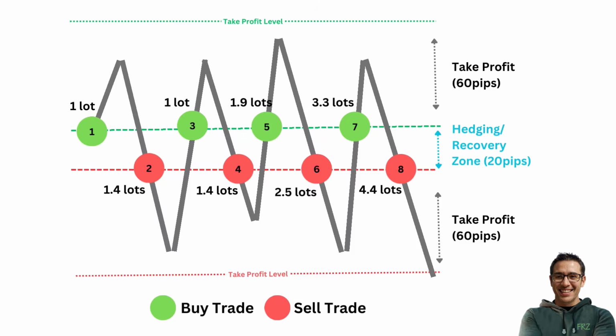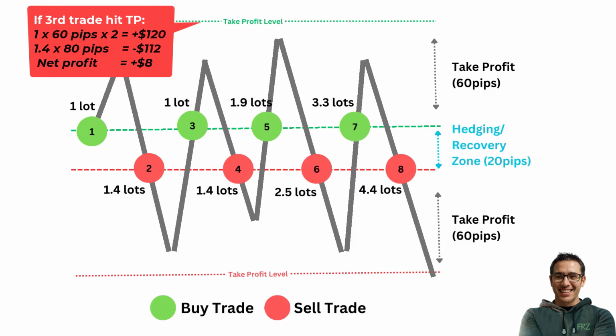Now when the price reaches the other side of the recovery zone, then the trader will again enter a new buy trade with 1 lot and 60 pips take profit. Now let's see what would be the net profit loss if the third trade hit the take profit. We would have two winning buy trades each with 1 lot and 60 pips take profit, giving us $120. We would also have a losing sell trade with 1.4 lots and 80 pips loss, giving us a loss of $112. And you can see that the trader would still have a net profit of $8.